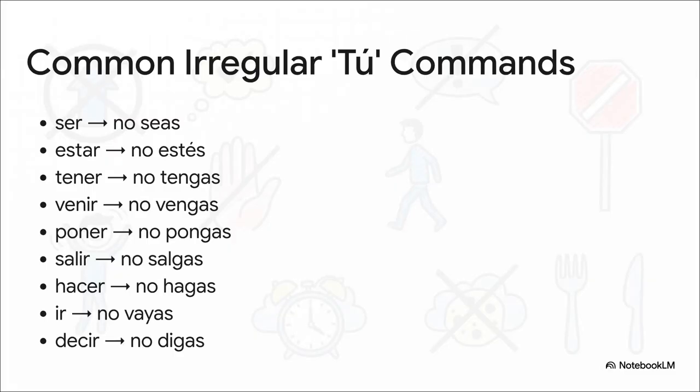So here are the big ones, the greatest hits, if you will, all in the tú form. Don't be is no seas. Don't go is no vayas. And a classic, don't do it, is no lo hagas. You're going to hear and use these all the time. But just keep telling yourself, these are not new words. They are just the irregular subjunctive forms you already need to know.